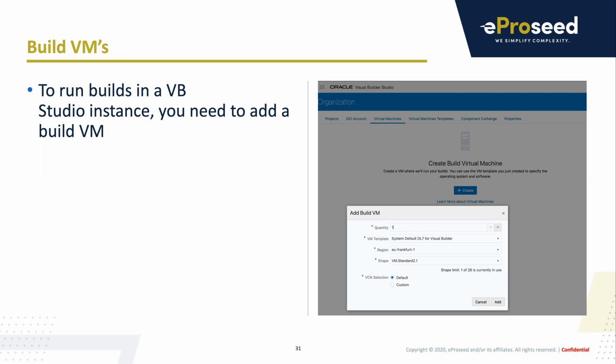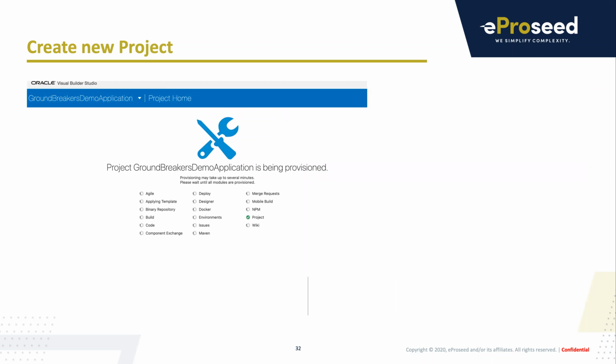Then you need a project. And if you create a new project, just give it a simple name. It starts provisioning the entire environment. So as you can see from the slide, obviously it's everything that you need: your code, your repository, all the environments, issue tracking, build servers, build Maven, merge request, well, everything you need: the project, the wiki, anything.